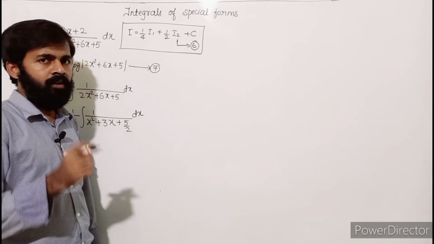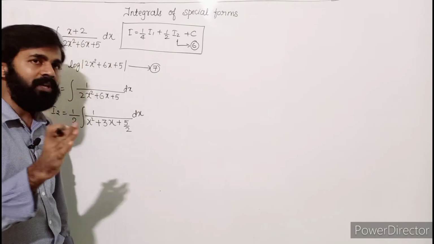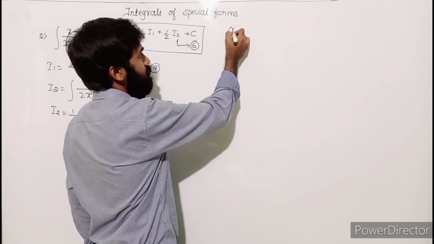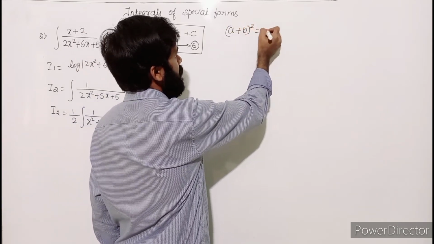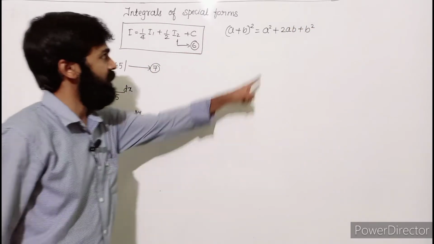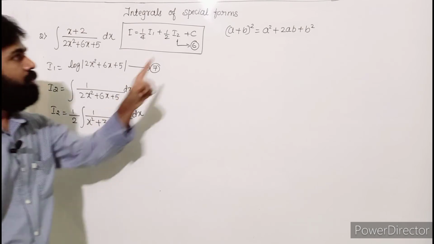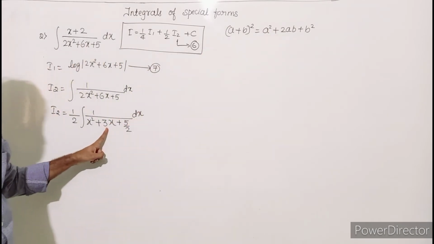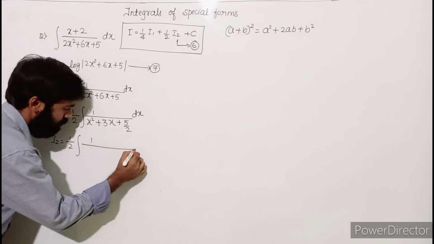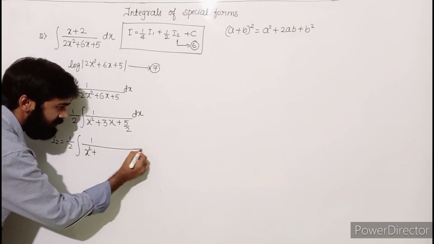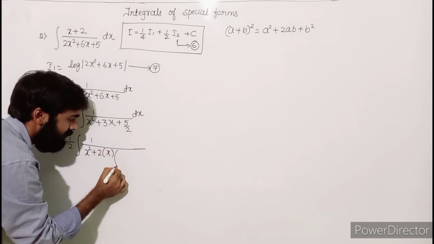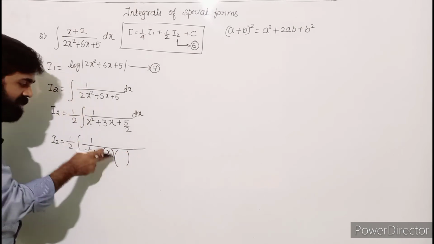Now you should use the completing square method. To use the completing square method, I should use (a plus b) whole square. Why? Because the coefficient of x is positive here. (a plus b) whole square is given by a square plus 2ab plus b square. So if you compare, a square is nothing but x square. 2ab is nothing but 3x. So I2 equals 1 by 2 integration 1 divided by x square plus, this I will write in the form of 2ab. 2 into a is x, and here I should write some term such that I get 3x.